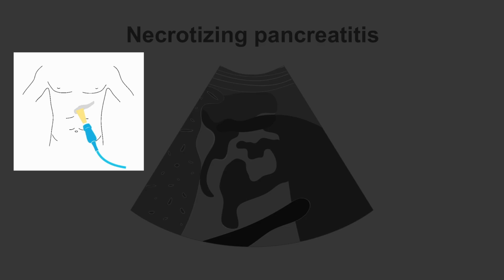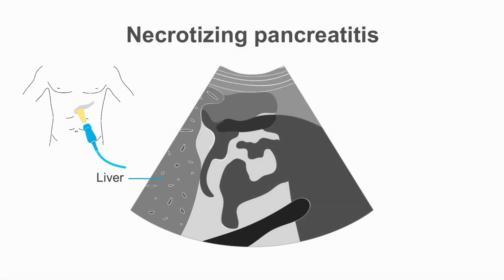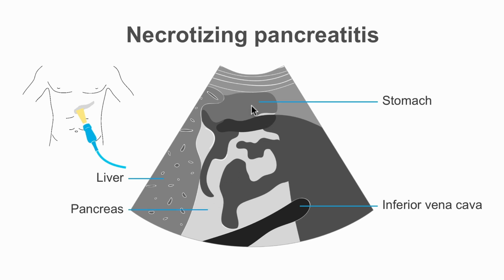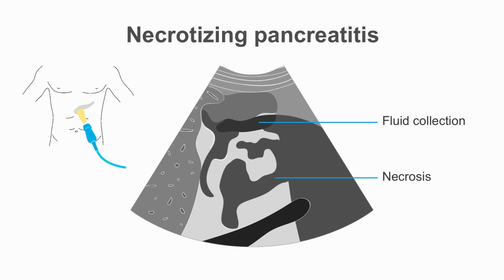In this cross-section over the epigastric region, we can see the liver here, the inferior vena cava here, and the pancreas organ as hypoechoic structure right behind the stomach here. We see that the pancreas organ is heterogeneous and there is fluid collection in the omental bursa. We can also see hypoechoic streaks through the pancreas organ, indicating necrotic areas.